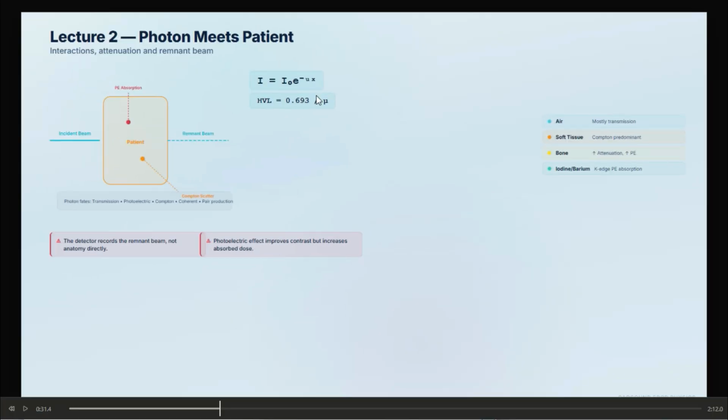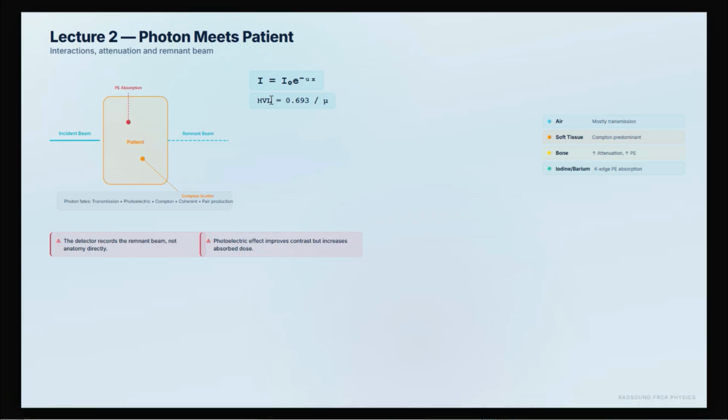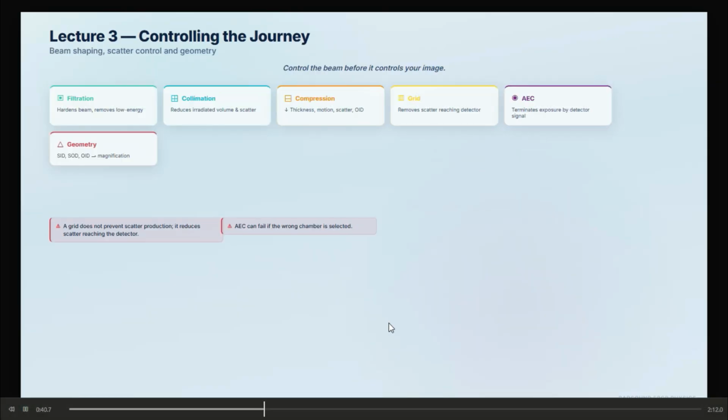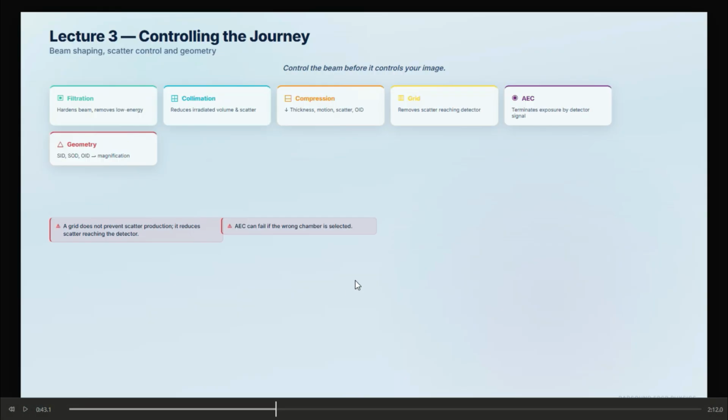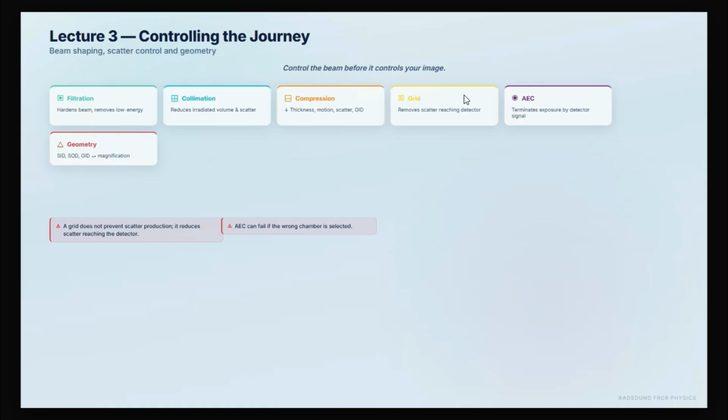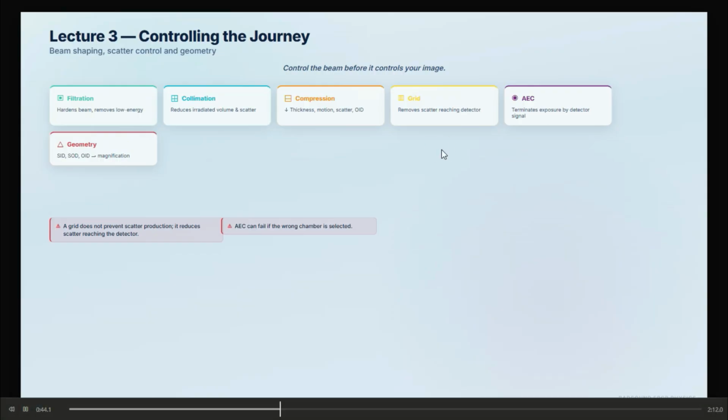Also, the linear attenuation coefficient mu is inversely related to the half value layer, and the linear attenuation coefficient depends on atomic number and density. That was lecture 3, where we discussed controlling the journey of the beam. So we have our remnant beam coming out of the patient, and the beam which does not undergo anything, neither motion nor scattering, is directly transmitted. This is the remnant beam that contributes to image formation, so we must decrease or minimize blurring and improve sharpness. These are all part of lecture 3.